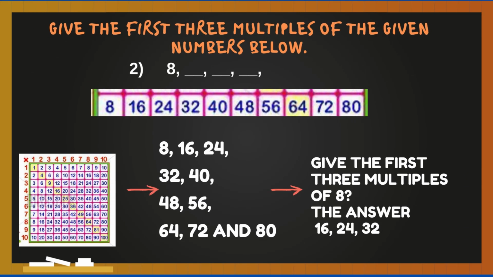Question number 2, multiples of 8. But before that, let us sing the multiples of 8. 8, 16, 24, 32, 40, 48, 56, 64, 72, and 80. Kapag ang 8, dagdagan ng 8 ay 16. 16 dagdagan ng 8 ay 24. 24 dagdagan ng 8 ay 32. And so on and so forth. So give the first three multiples of 8. The answers are 16, 24, 32.